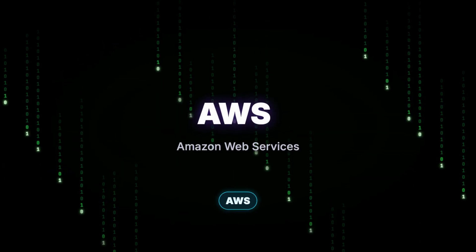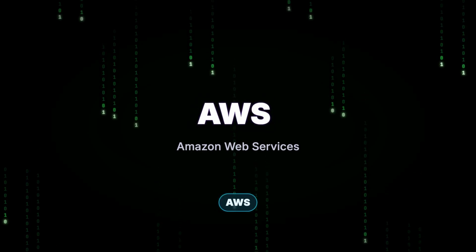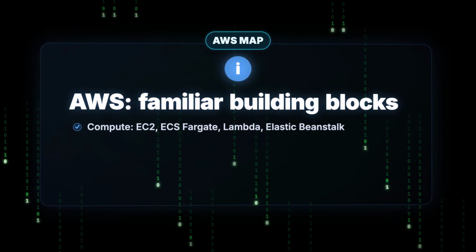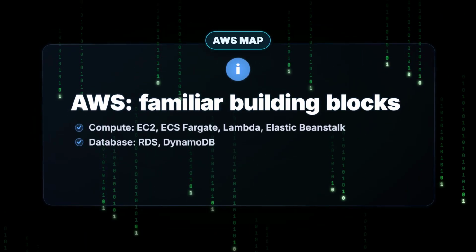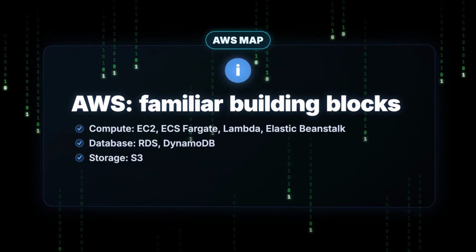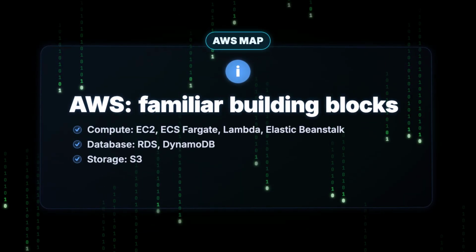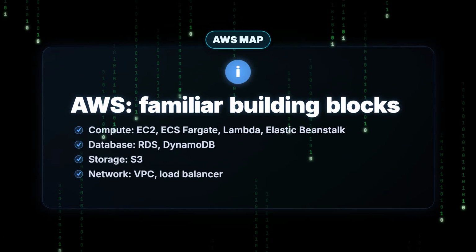Let us map the building blocks to AWS, starting with the most common beginner paths. AWS gives you several levels of control. EC2 is a virtual machine. You manage more of the operating system. ECS Fargate runs containers without managing servers. Lambda runs short event-driven functions. Elastic Beanstalk is a guided application platform that provisions underlying resources for a web app.